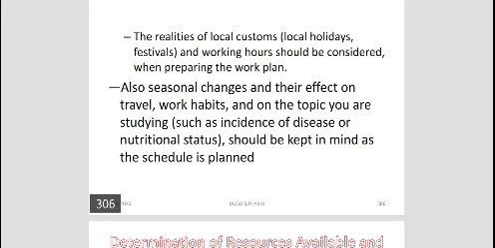Maybe the topic you're studying might give you a relevant result in this season, in winter, maybe autumn or whatever. So from there you're going to choose which is the right season for you to conduct your research. Are we getting? So seasonal changes and the effect on travel or work habits should be considered on the topic you're going to start. For example, such as incidence of disease or nutritional status, maybe, should be kept in mind as the schedule is planned.